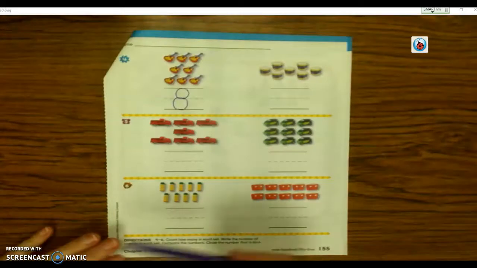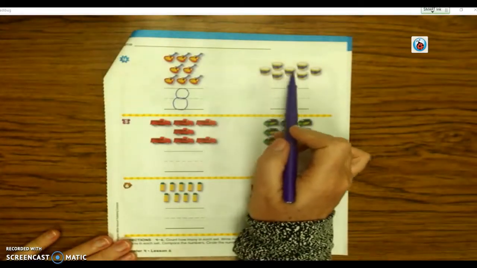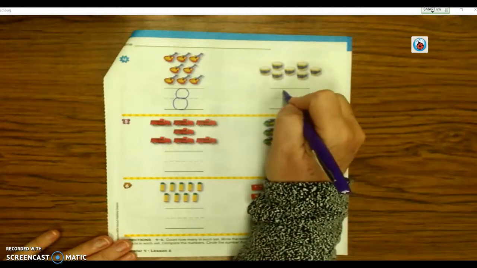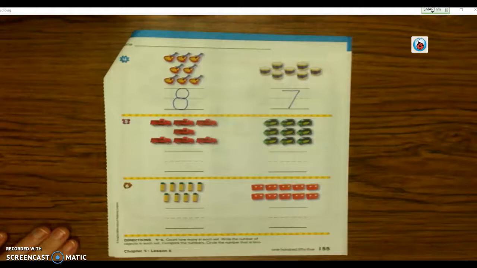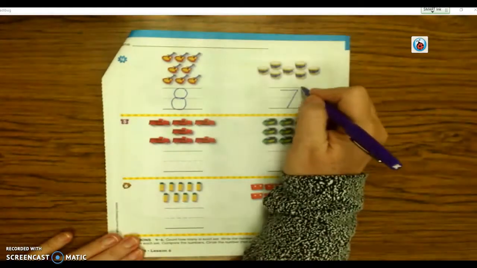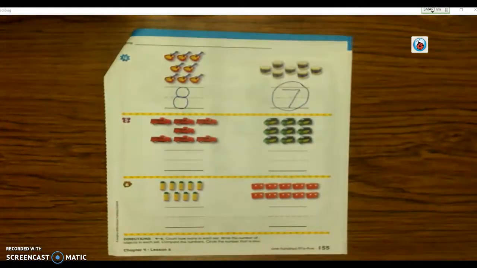Now we're going to count the drums. 1, 2, 3, 4, 5, 6, 7. All right, this time we are circling the number that is less. So is 8 less or is 7 less? Yes, 7. 7 is less, or 7 is smaller.